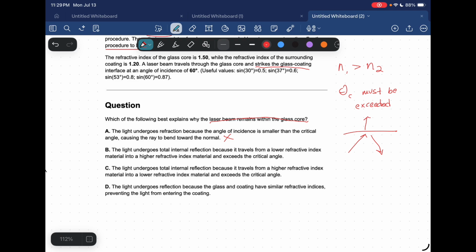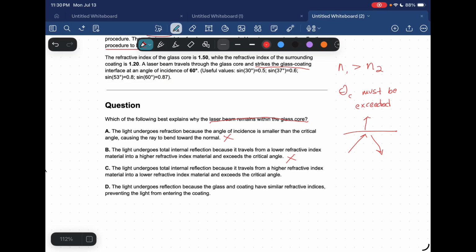B. The light undergoes total internal reflection. So it does include what we were initially discussing in our breakdown, but let's see what the rest of the question says to see if it's invalidated. Because it travels from a lower refractive index material into a higher refractive index material. And so we can see that B is wrong, because for total internal reflection to occur, it must always go from a higher refractive index material to a lower refractive index material. And since B has the order switched, we can eliminate it.